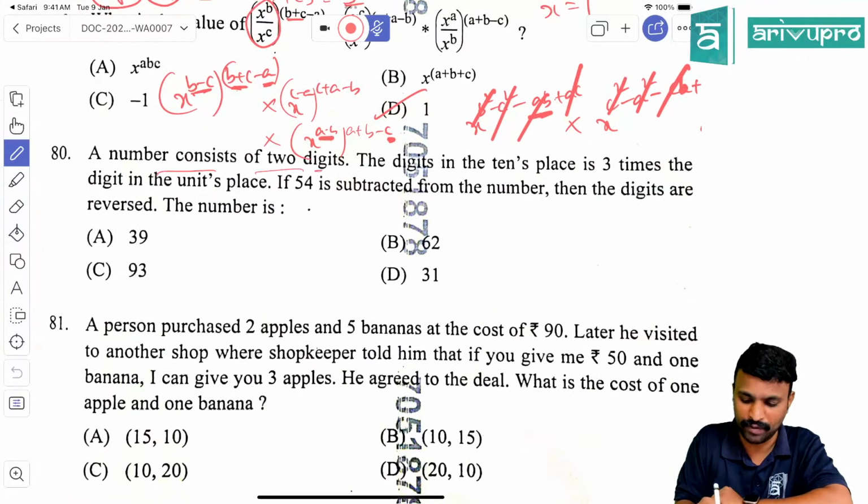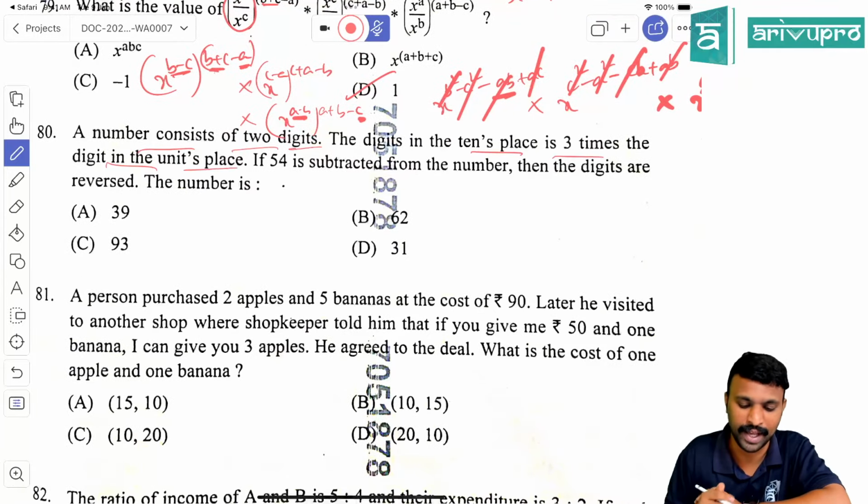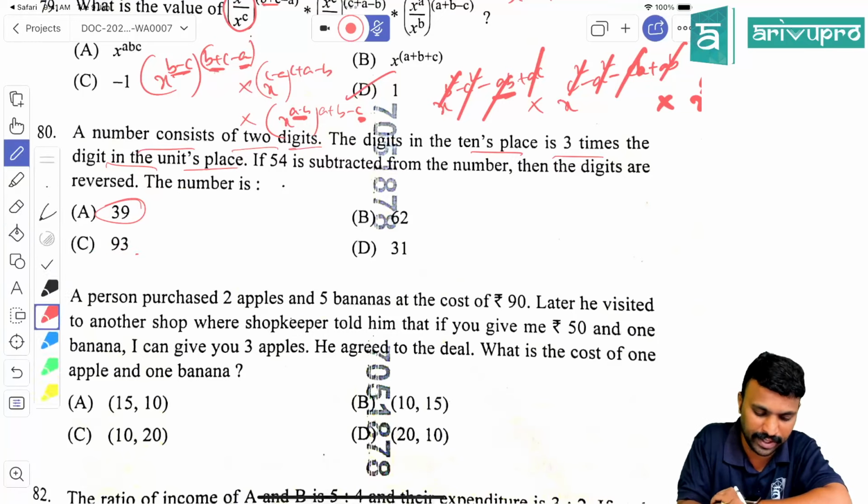A number consists of 2 digits. The digit in the tens place is 3 times the digit in the units place. Guys, which option shows that? Obviously, this is the opposite of it. If I take option C, obviously the digit at tens place, 9, is 3 times the units place. Of course, yes, satisfying the condition.